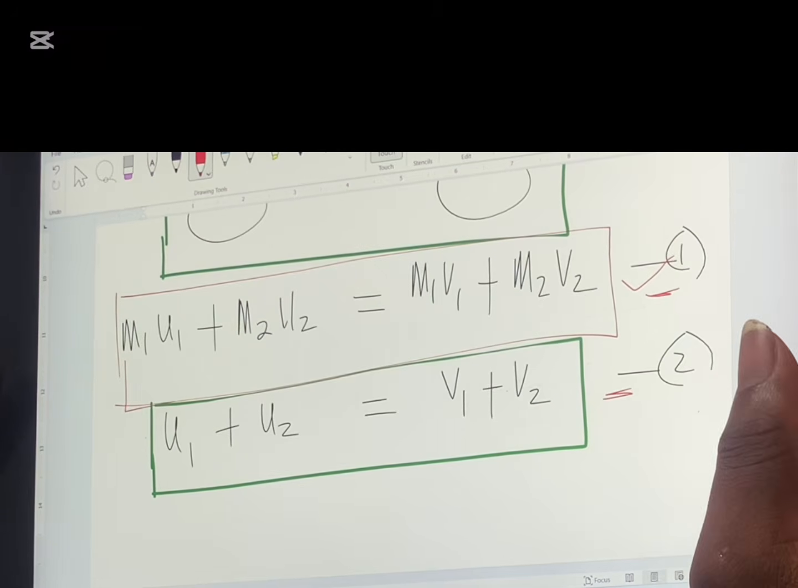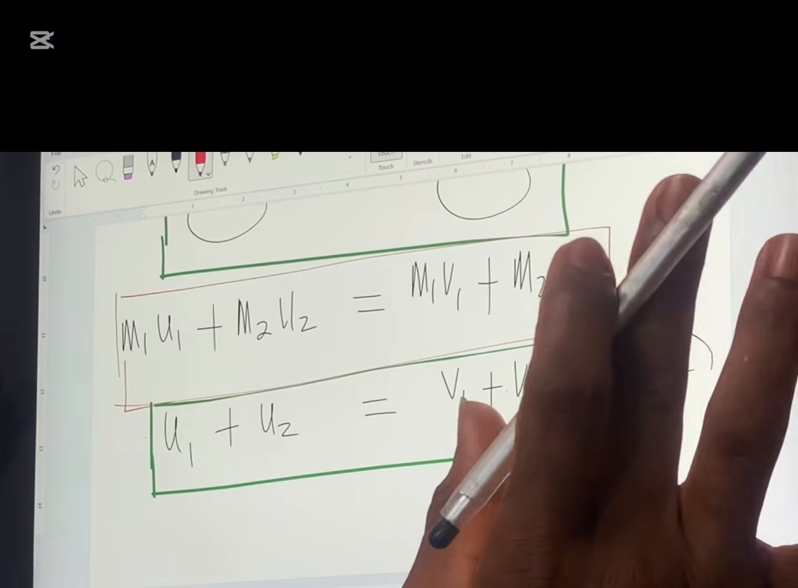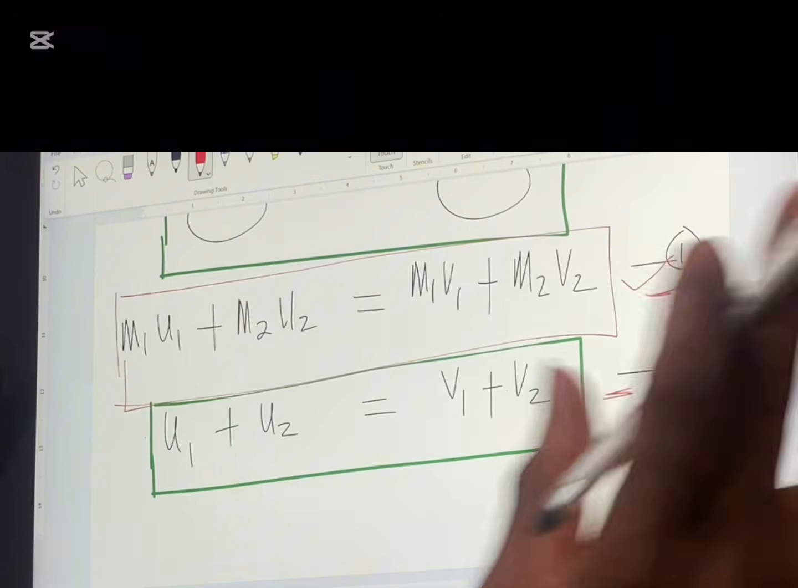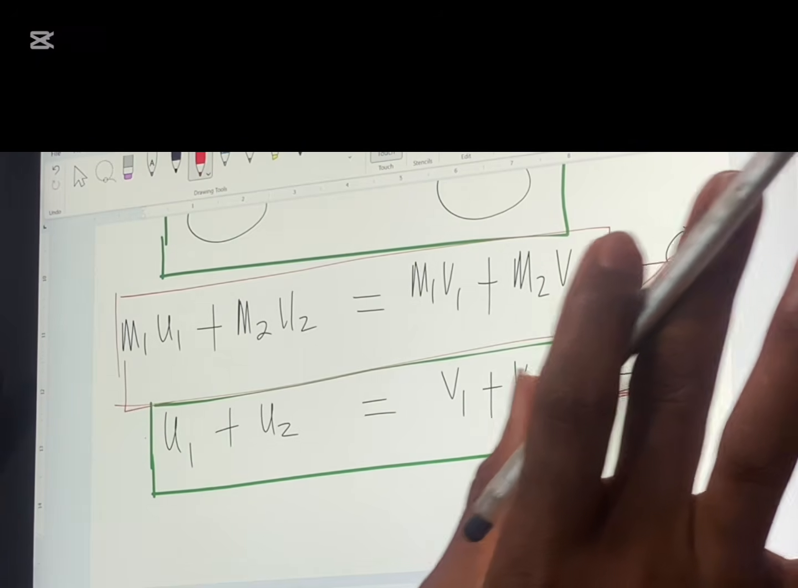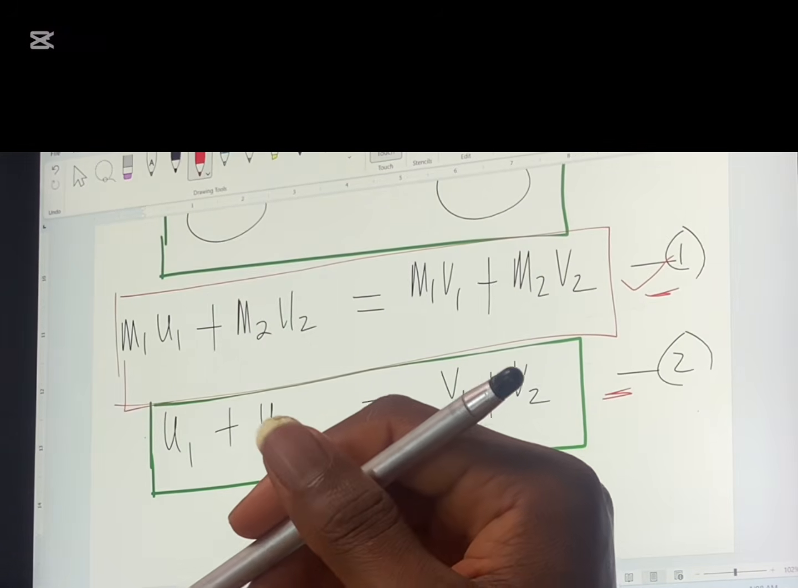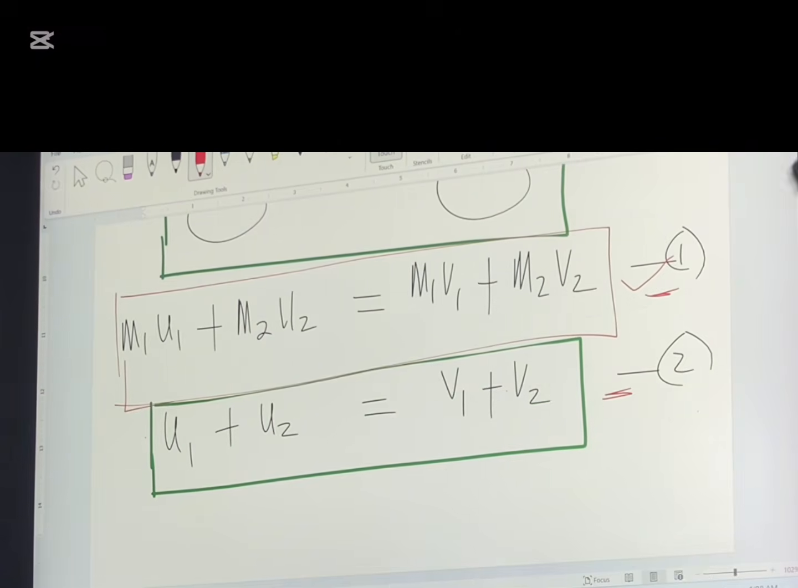So please don't be confused here. It's always indicated in the question if the collision is elastic or inelastic. Please take note. The other way to know inelastic is when the objects stick together. Objects that stick together after collision is called inelastic. Please take note, okay? So now let's try to solve this, class.